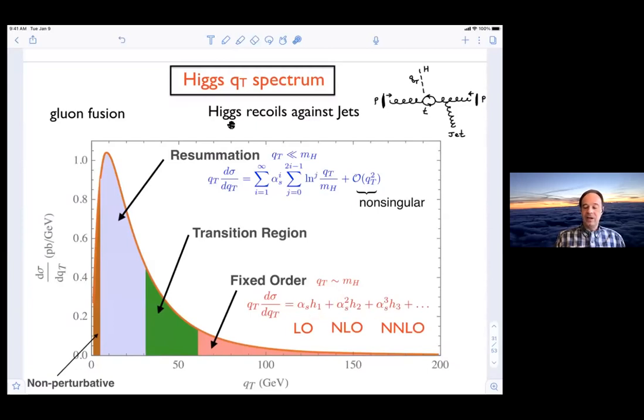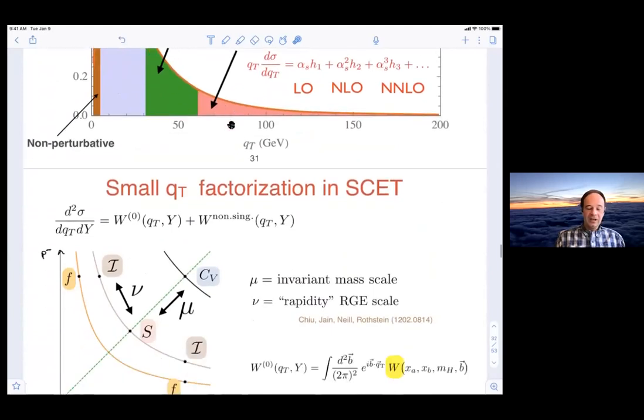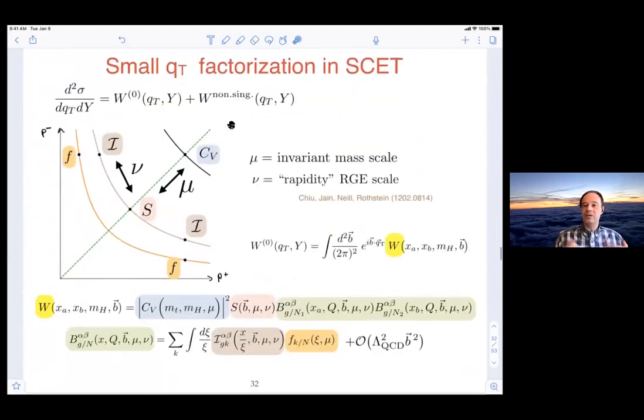There are also fixed order corrections that you want to include to get high precision. So you have a problem where you need to combine both a resummation as well as fixed order ingredients. And the way it works is through a factorization theorem. You can write down a factorization theorem for the leading small qT contributions, and then everything else is a non-singular part that you add on. It turns out that there's a factorization of these different ingredients, which are the hard, the collinear and the soft, as well as parton distribution functions.